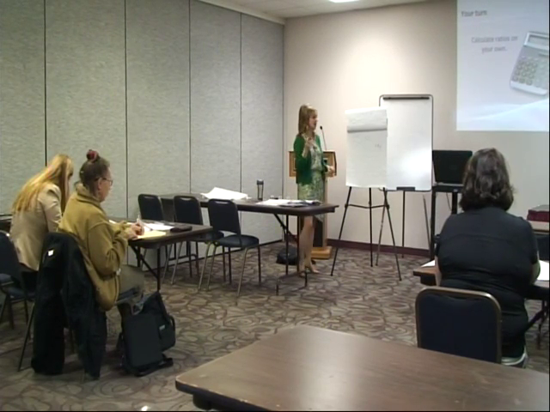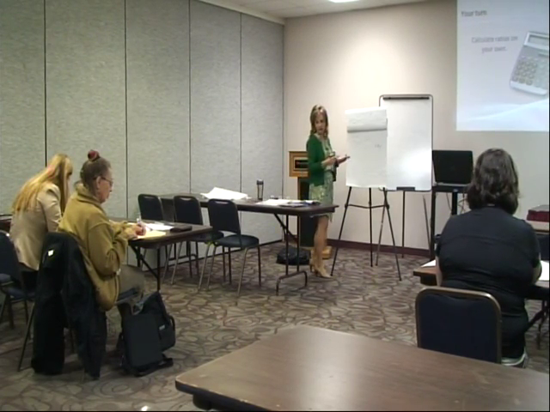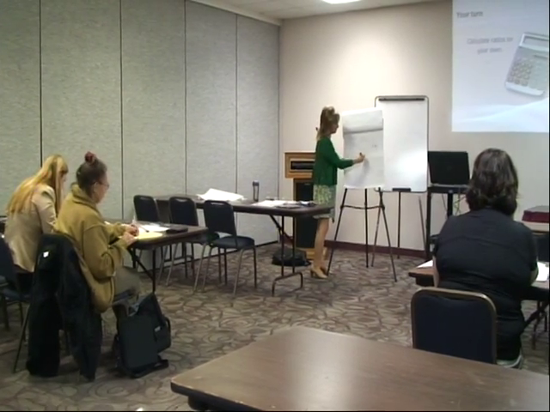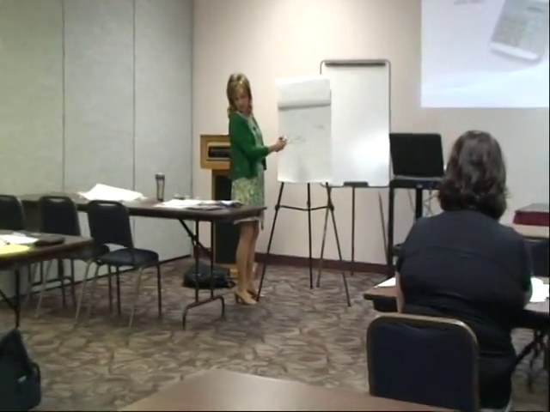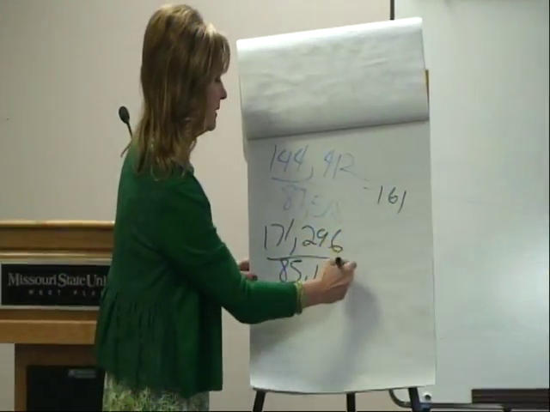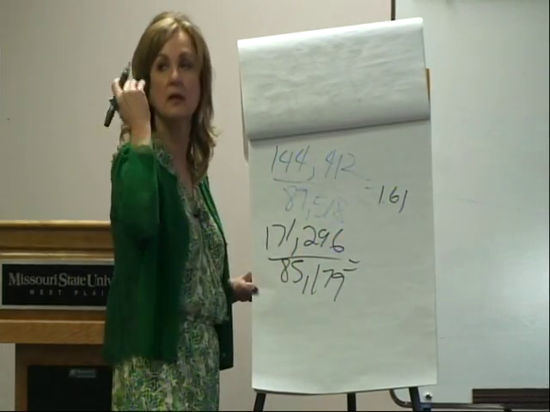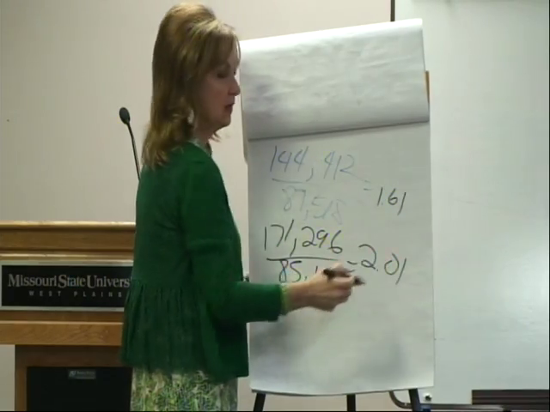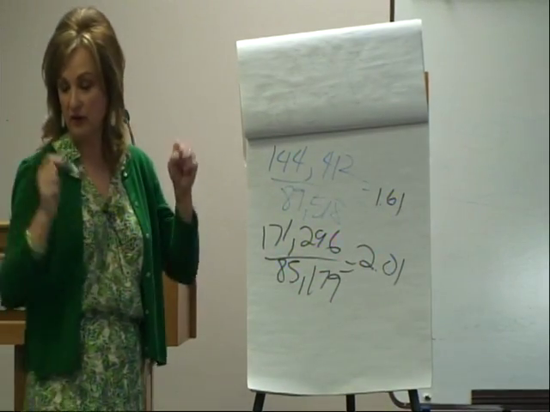Okay, current. Can you pay your bills? On the top, current assets, 171,296. On the bottom, current liabilities, 85,179. What's my number? 2.01. Everybody agree? I got $2 for every dollar I owe. Yay, I'm in good shape.